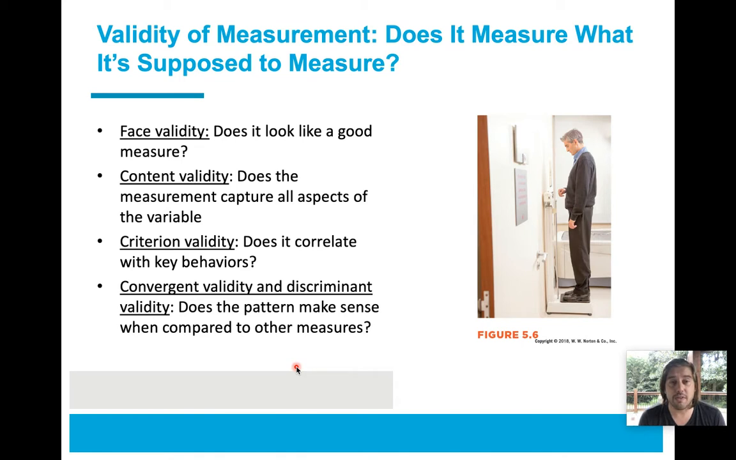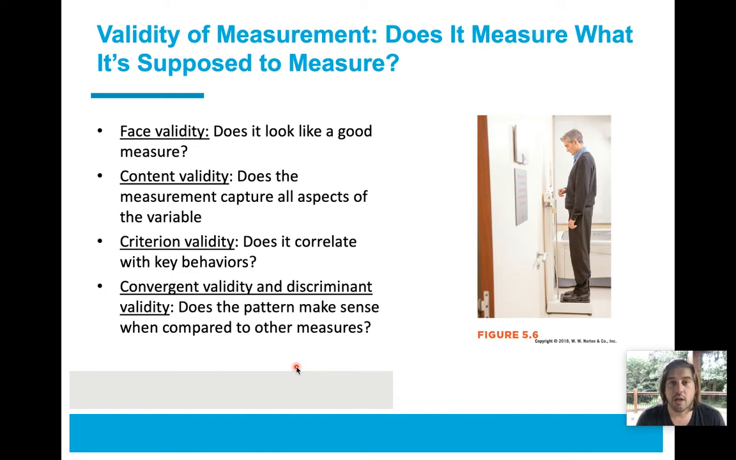There are 4 types of validity. We're going to take each of them in turn. The first is face validity. Does it look like a good measure? This is almost like a subjective evaluation. Does it seem like this is a good idea? Content validity. Does your measurement capture all the aspects of the different qualities of the variable? Criterion validity. Does your measurement actually correlate with real life behaviors?